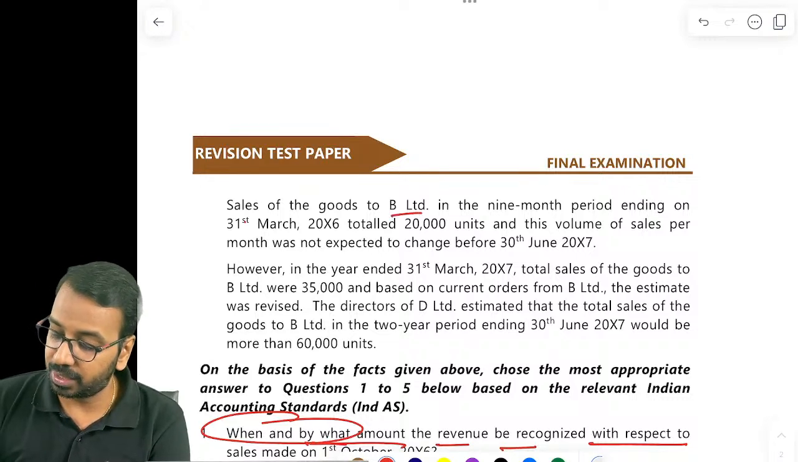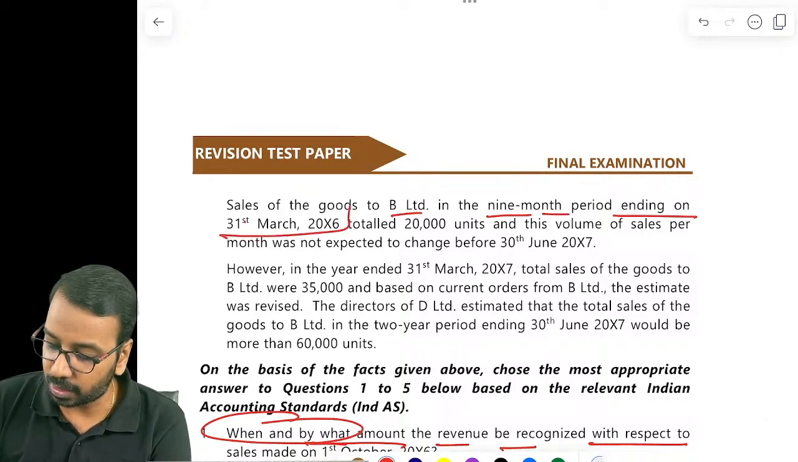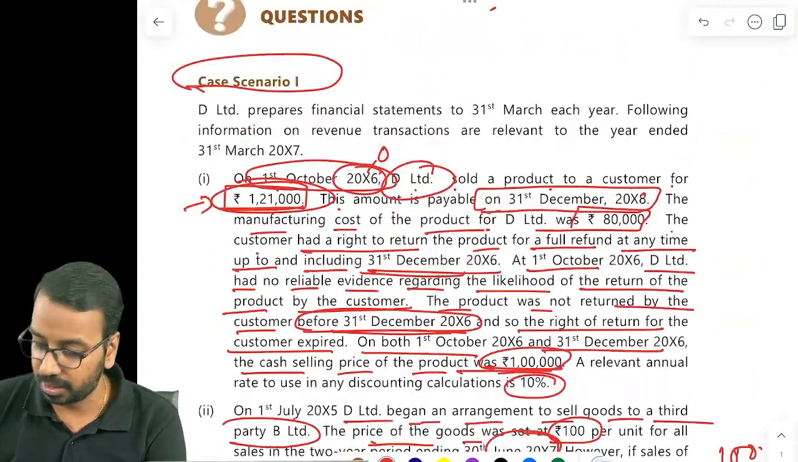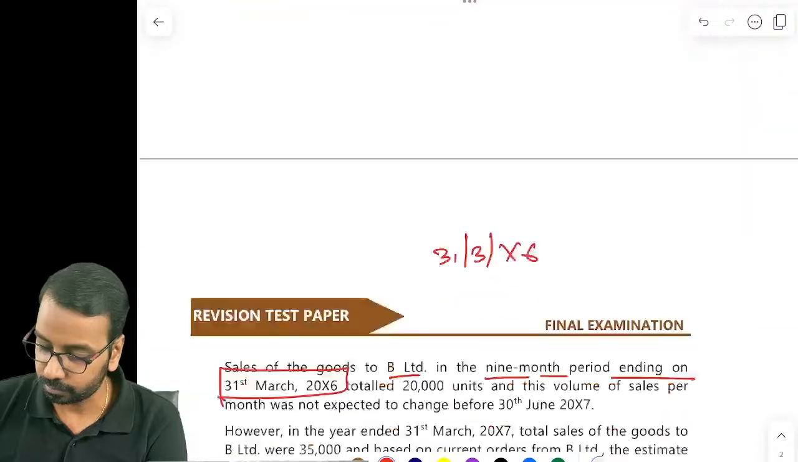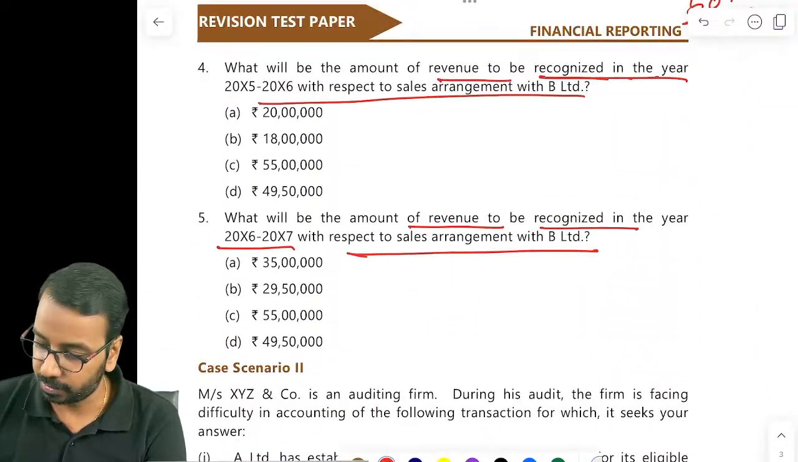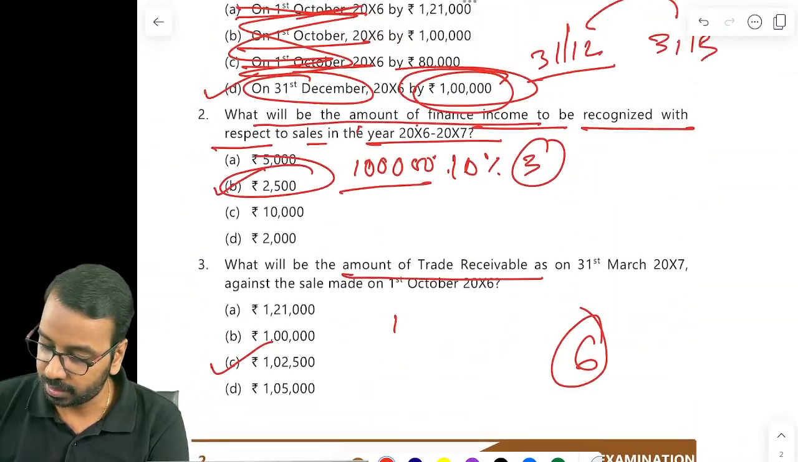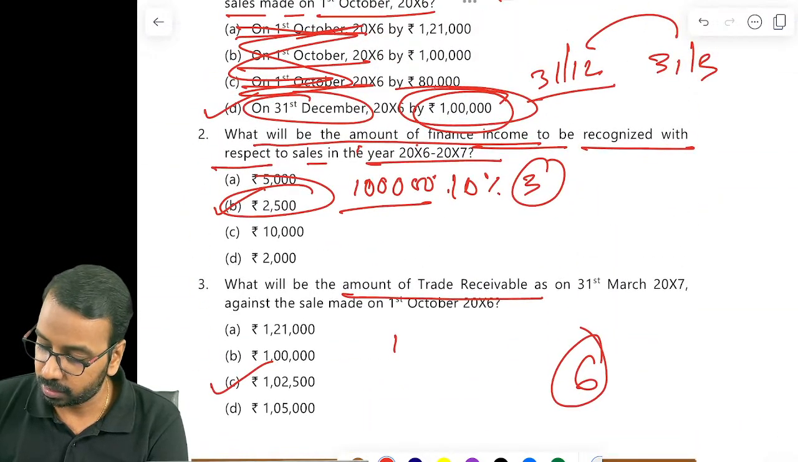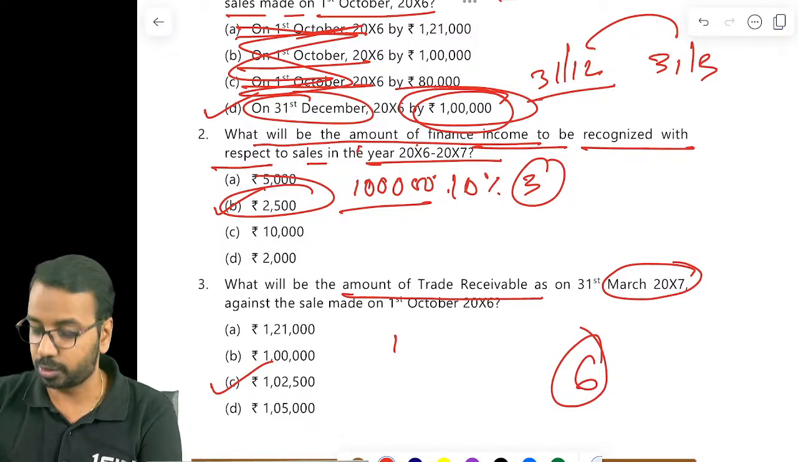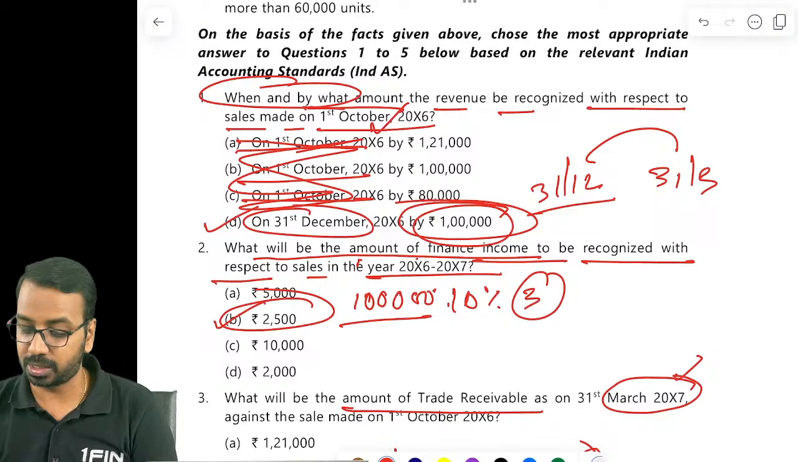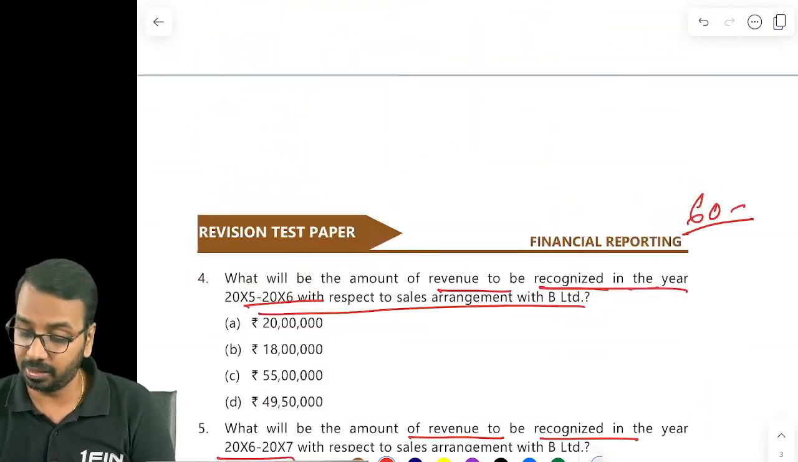Sale of goods to B Limited in the 9-month period ending on 31st March of year 6. So this is 31st of March of year 6. This is year 6. This is 31st March of year 7. Okay, so the sale happened in year 6 and the transaction was on 31st March of year 7. So we have to be very careful while reading the dates.